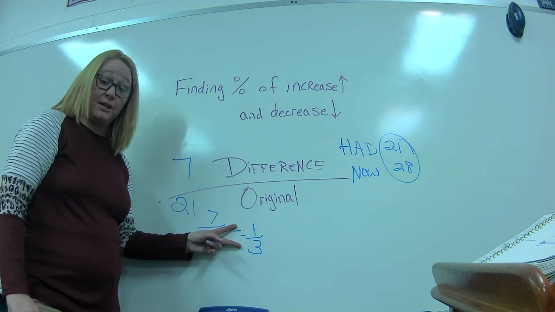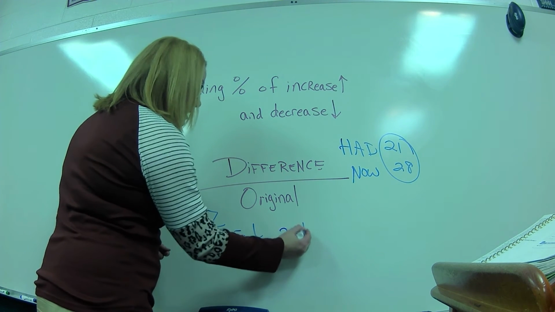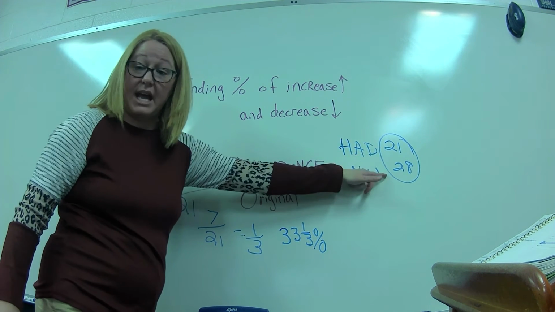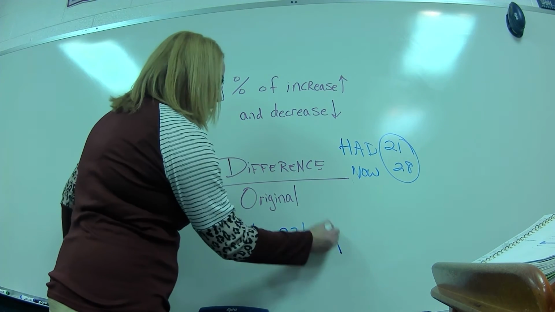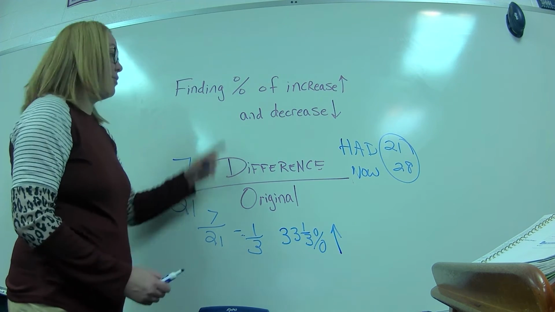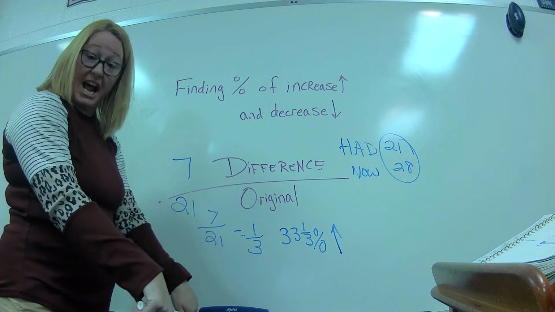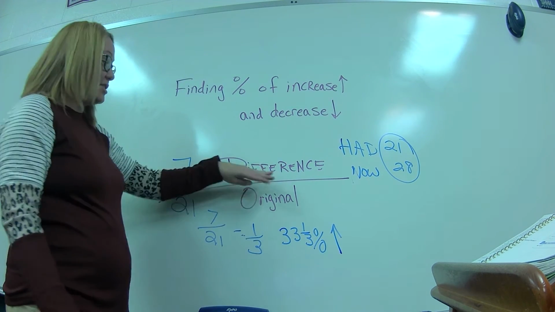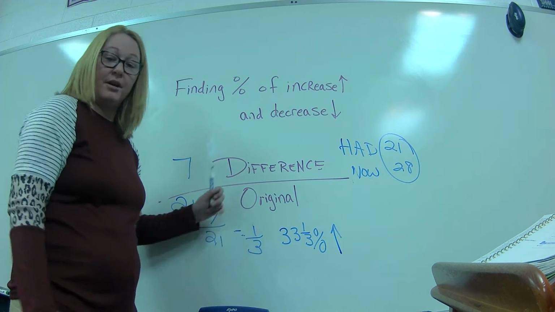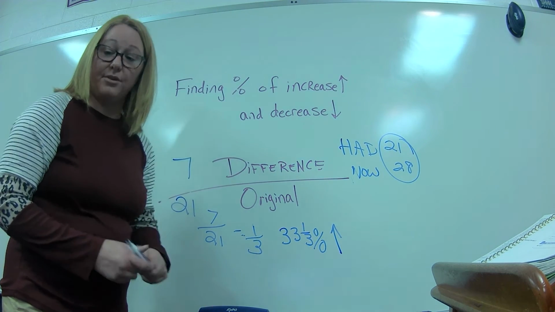That's still a fraction, but we know the percent of 1/3 is 33 1/3%. And because I went from 21 to 28, it increased. So I draw an arrow up, a rate of increase. So increase, the price goes up from what I had. Decrease, it goes down from what I had. All right, and we're always going to find the difference, and we're always putting it over the original. So I'm going to put a few problems up here, and we're going to find the rate, the percent of increase or decrease.